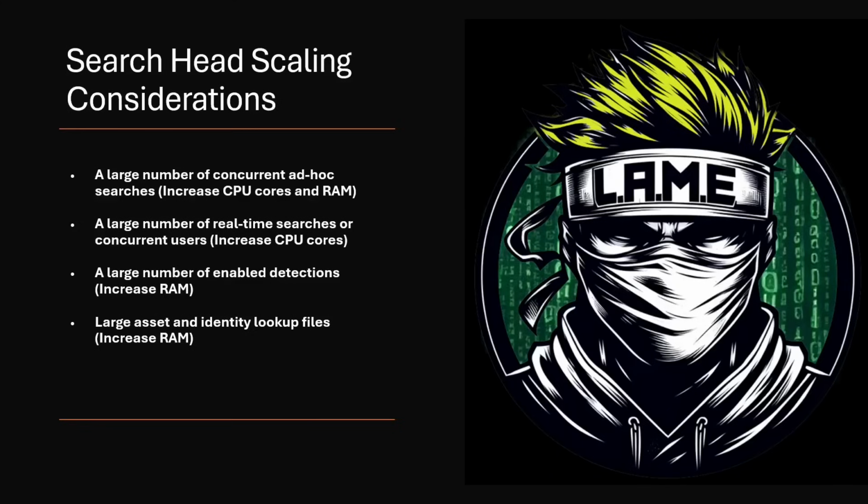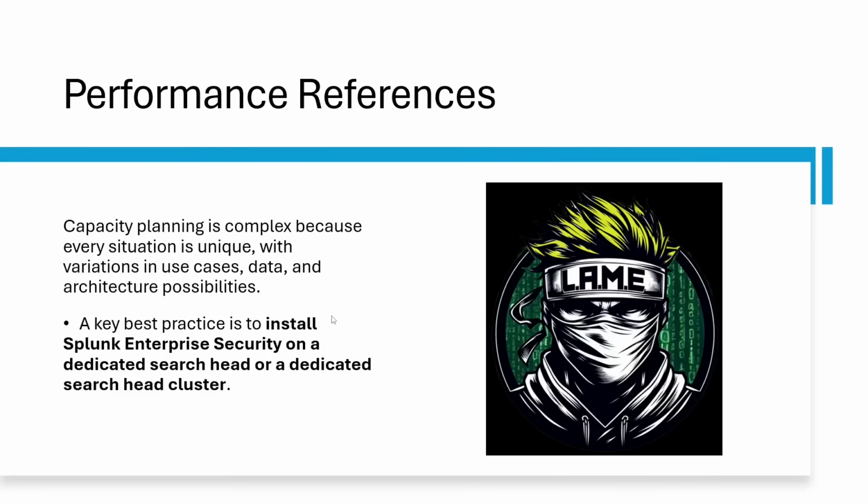If you have a large number of enabled detections, you may need to increase your RAM. Large asset and identity lookup files will need an increased RAM. So all of these things, if you're starting to see performance issues, you may need to increase the RAM and the CPU. Finally, let's touch on performance reference and optimization during planning.